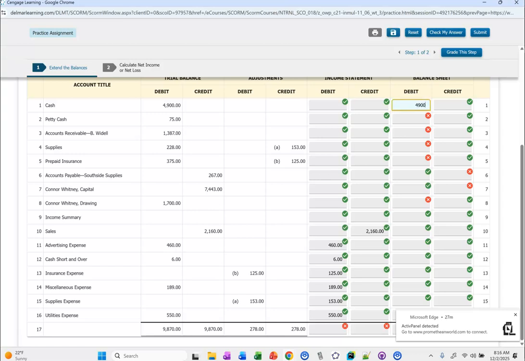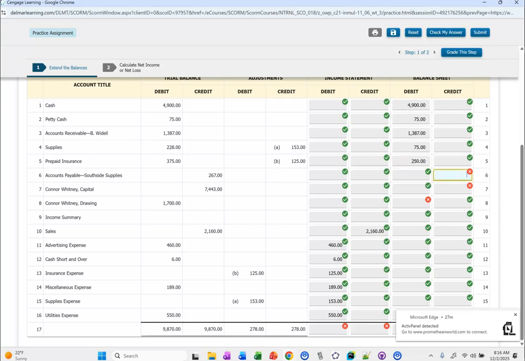So cash, petty cash, accounts receivable, supplies, but note that we need the difference between these two, right? Because there's an adjustment there, so what's that going to be? 47 plus 28 is 75, right? And then 375 minus 125 should be 250.